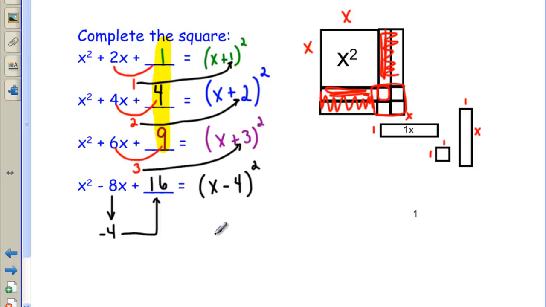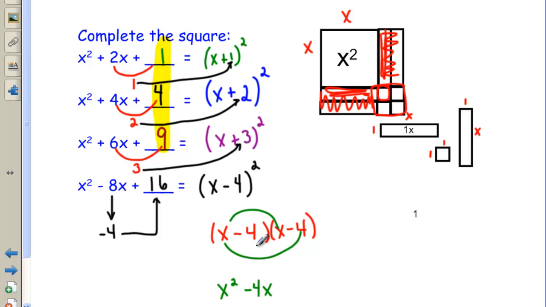If you don't believe me, let's do some FOIL. X minus 4 times x minus 4. Okay, first, outer, inner, last. Do you see that as x squared minus 8x plus 16? Yes! Alright, very nice.